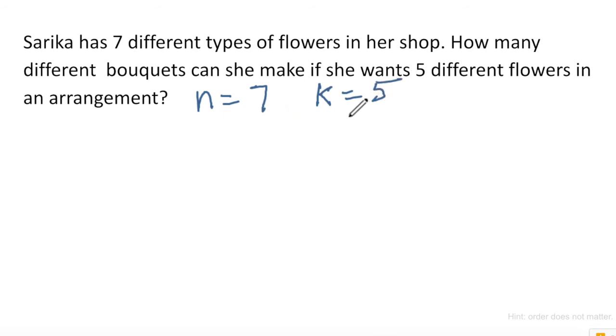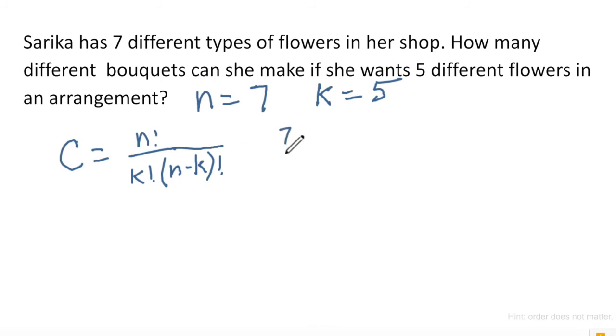So we have n and k, and we need to decide whether or not order matters here. She's arranging flowers in a bouquet. Order does not matter. What we're going to do is find out what combinations is equal to: n factorial over k factorial times n minus k factorial. And we just plug in our numbers and calculate this.